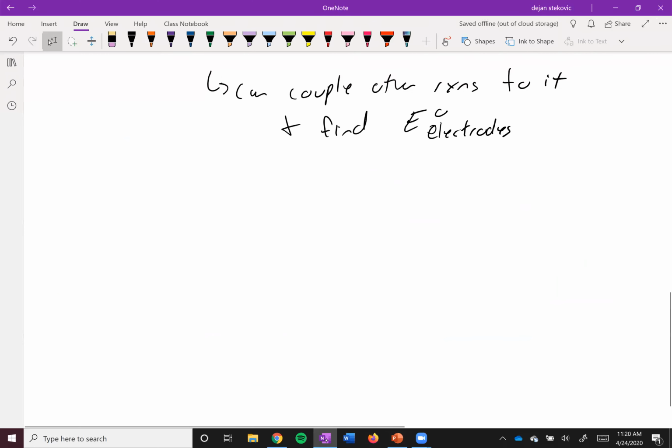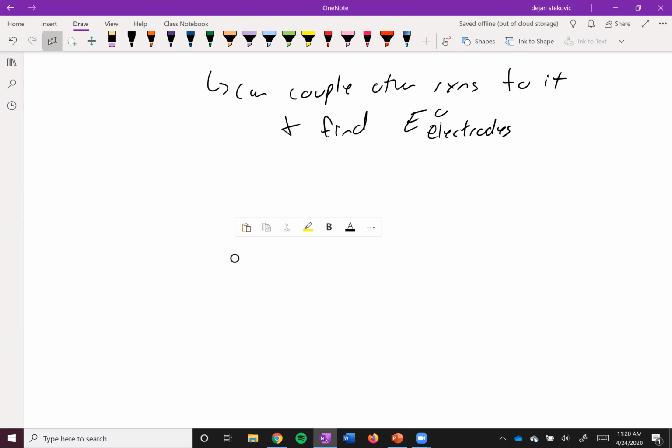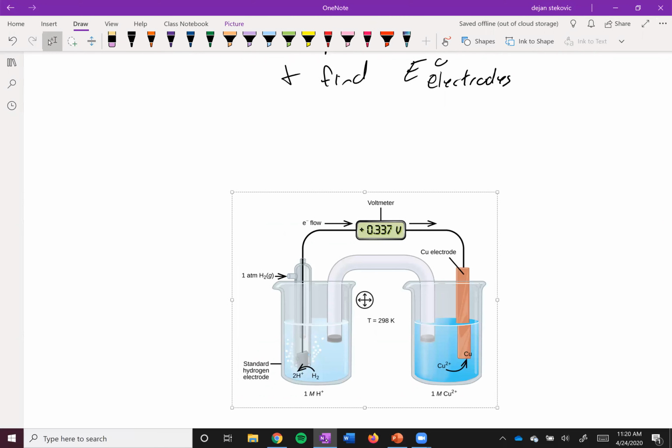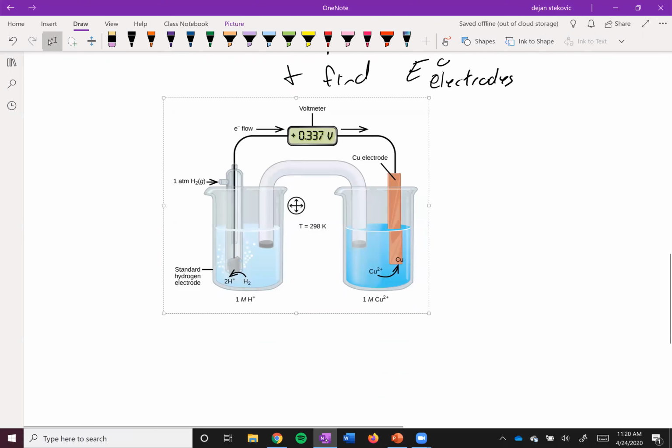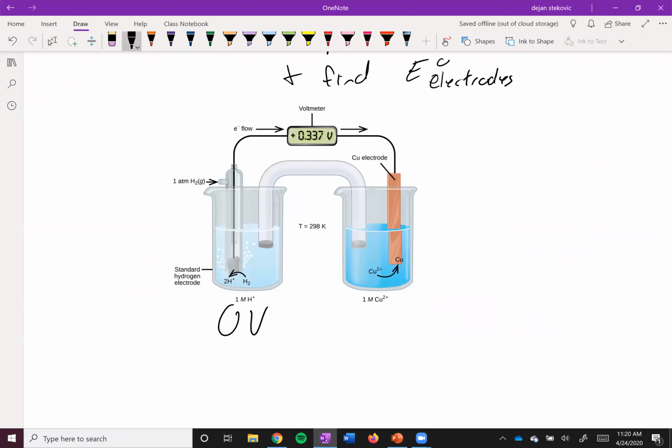So for example, again, you can't measure the potential of one electrode by itself, but you can measure the potential of a cell. So since we set our hydrogen at 0 volts, we can put a little voltmeter. We measure this 0.337. Well, if this is 0, then this must be 0.337 volts.